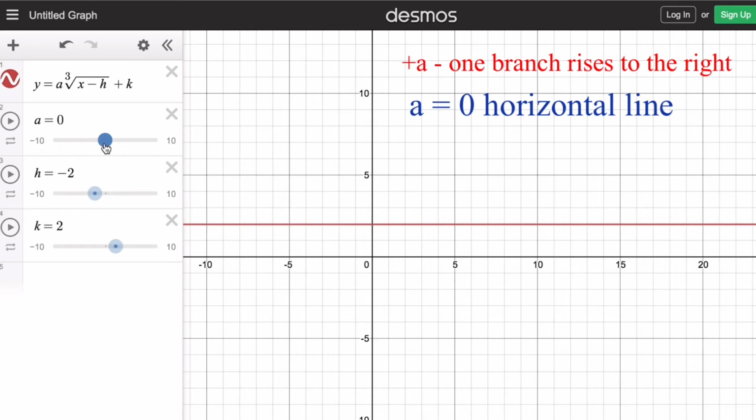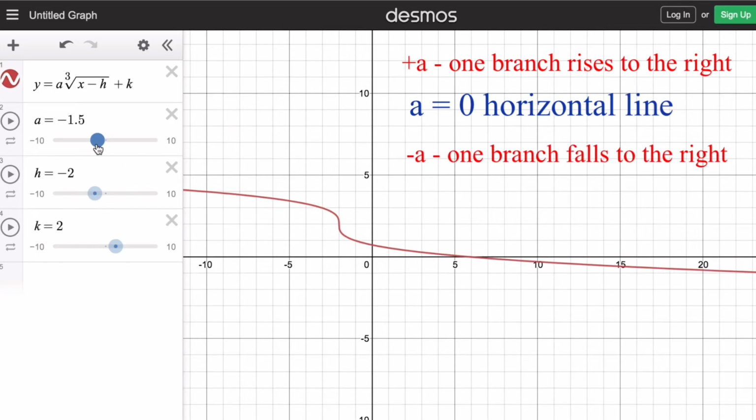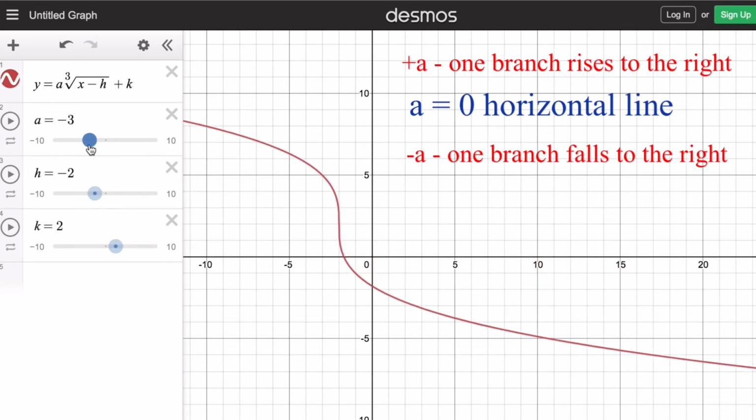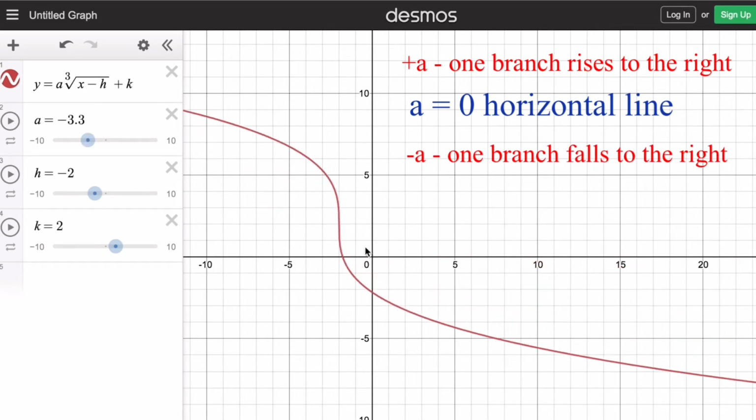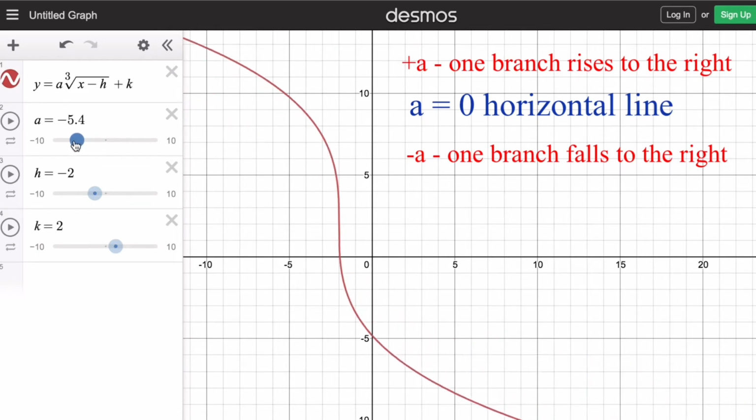On the other hand, if a is negative, there are two branches, so one of the branches is falling to the right. So this side right here is falling to the right. Again, that if our a is negative.